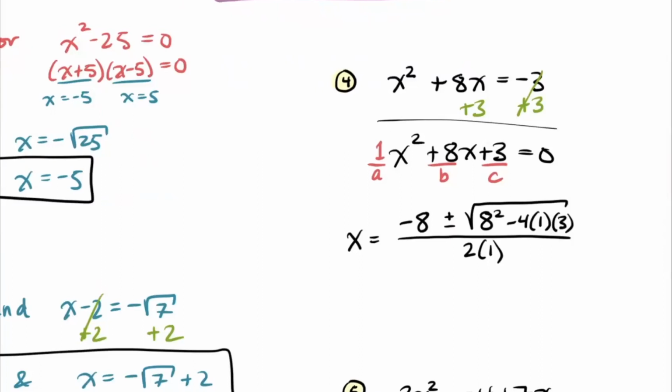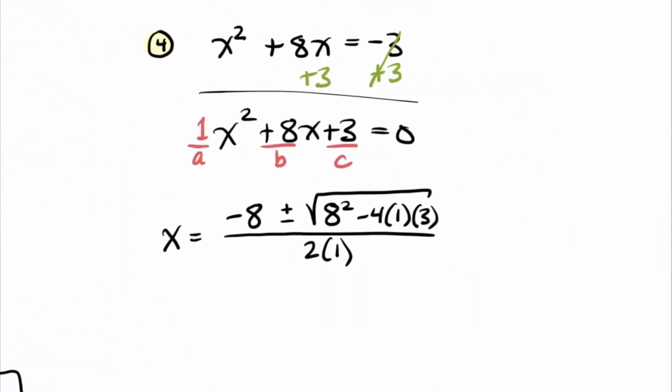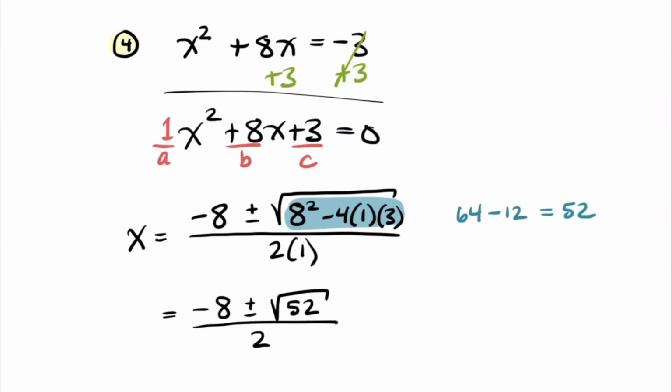Now to simplify this, we want to do as much as we can sort of by hand. So I would say doing the inside here first is a good start. So 8 squared is 64. 4 times 1 times 3 is 12. And 64 minus 12 is 52. So we've got the square root of 52, and that's all divided by 2 times 1, which is 2.